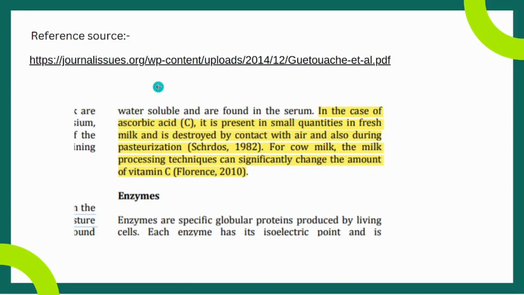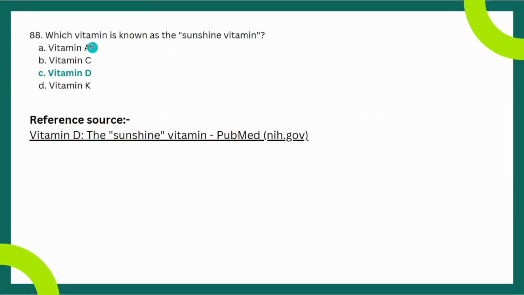This reference gives much detail about the composition of milk. It will be useful for further studies. Next question. Which vitamin is known as the sunshine vitamin? This is a very familiar question. The answer is vitamin D. So I am moving to the next question.